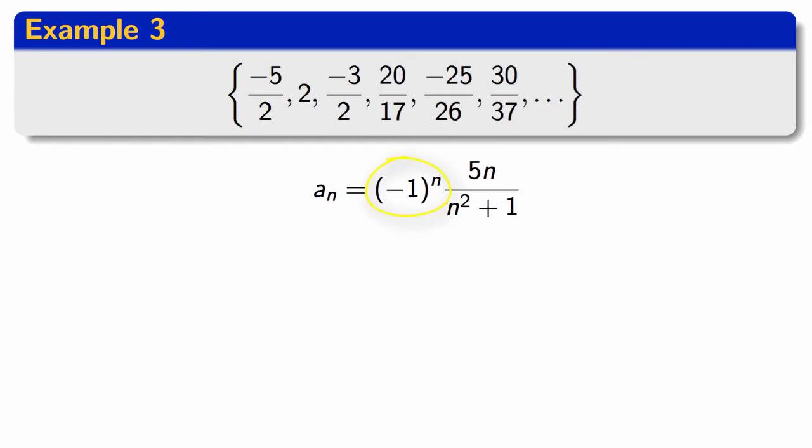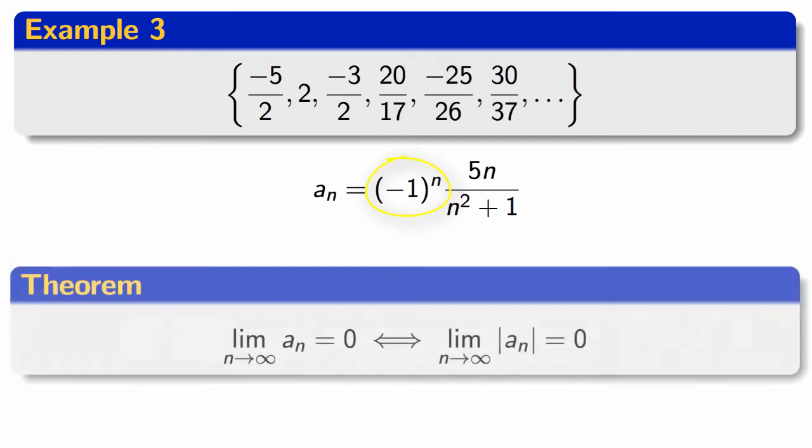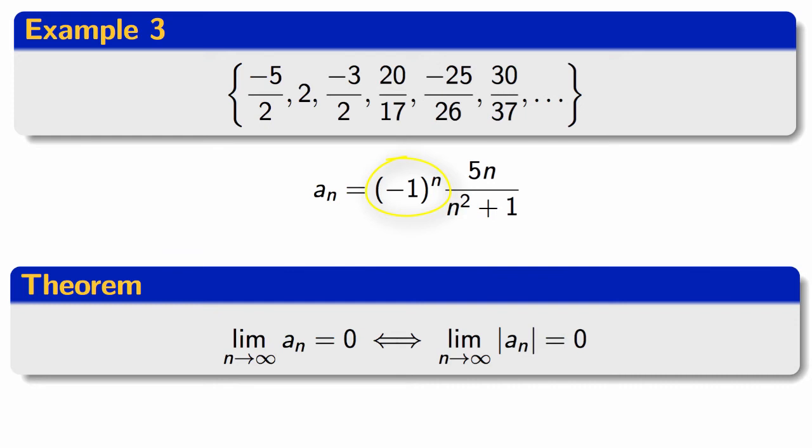This negative 1 to the n is kind of troublesome, but we can deal with it using the following theorem. This theorem says that the limit of a sequence a_n is equal to 0 if and only if the limit of the absolute value of a_n is equal to 0. It's important to note that this theorem only works for the limit 0. You should try to find an example of a sequence where the theorem fails if we replace 0 with another value. In this case, however, the theorem gives us what we're looking for.